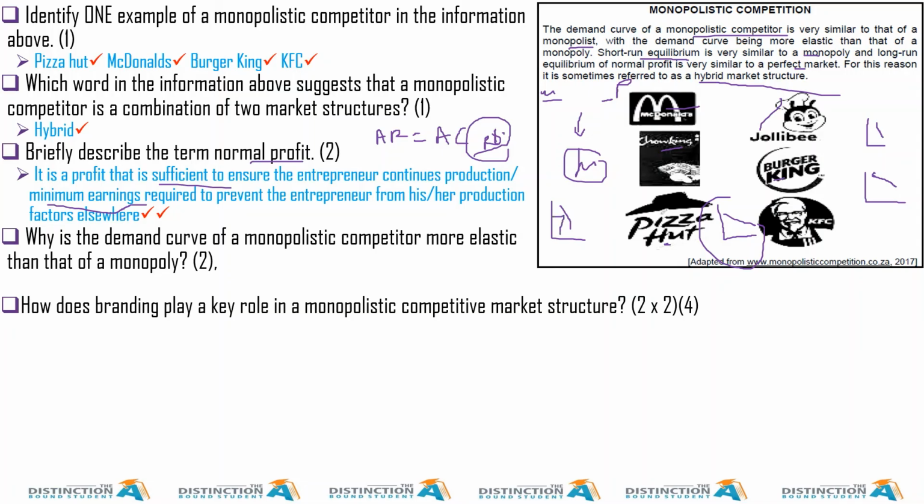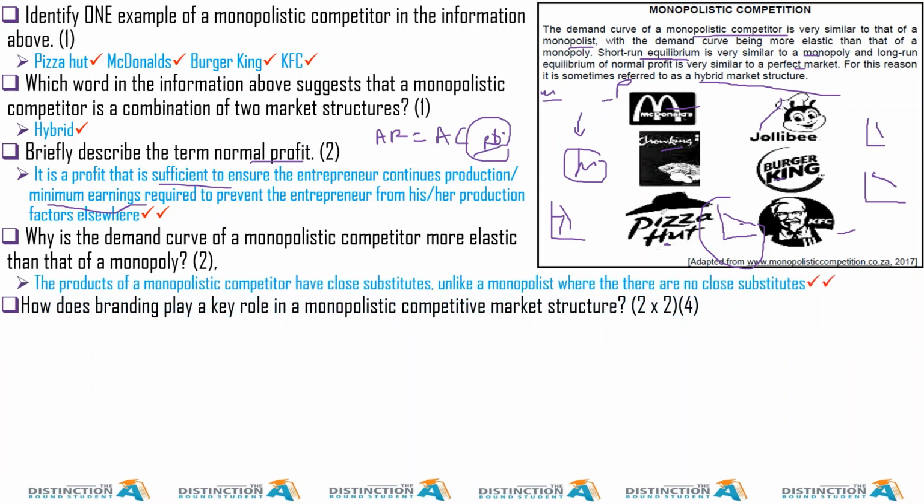So, but this one, a small change in price causes a small change in quantity demanded. But here, a small change in price causes a big change in quantity demanded. Because if you increase your price of chicken at KFC, we can go to Chicken Licken, we can go to Pizza Hut, we can go to Burger King. So for that reason, yes, it's more elastic. Right, so the products of monopolistic competitors have close substitutes. Like I said, unlike monopoly where you are the only firm.